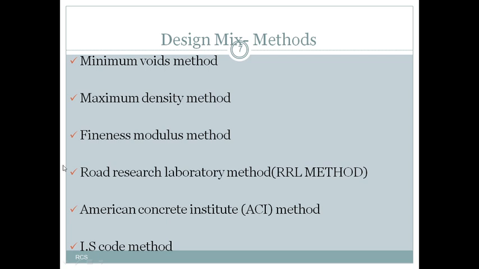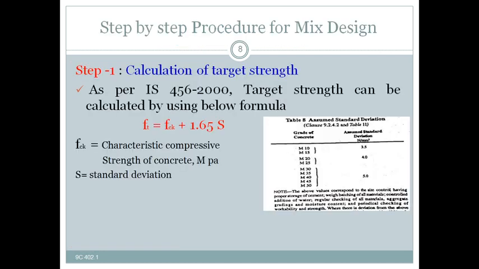There are a few methods available for designing the mix. Those are the minimum voids method, maximum density method, fineness modulus method, Road Research Laboratory method, that is the RRL method, the American Concrete Institute, ACI committee method, and finally the IS code method. Of all these methods, in India we use the IS code method, that is IS 10262:2009. Now we will discuss in detail this IS code method. What is the step-by-step procedure for mix design using the IS code method?